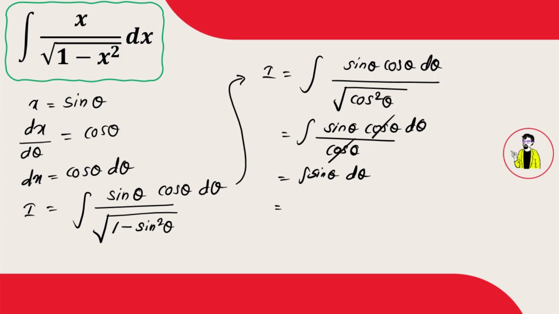The integration of sine theta is minus cos theta, and here also we can't write the answer using theta, so we have to substitute x. For that we can use a triangle. Here sine theta is equal to x, so for theta, opposite is x, hypotenuse is 1, so the adjacent should be square root of 1 minus x squared. So cos theta is square root 1 minus x squared.